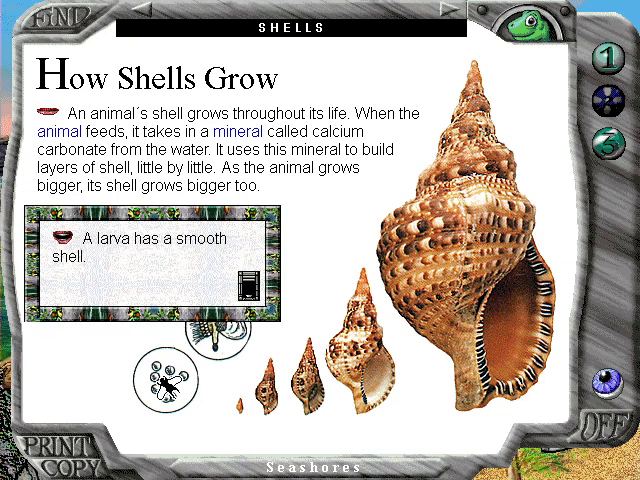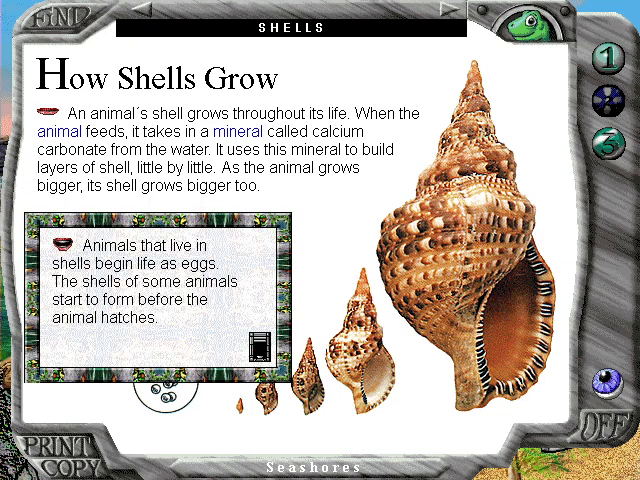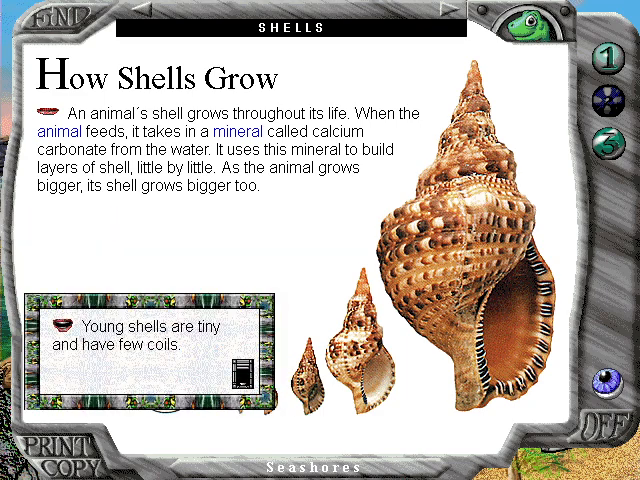A larva has a smooth shell. Animals that live in shells begin life as eggs. The shells of some animals start to form before the animal hatches. Young shells are tiny and have few coils.